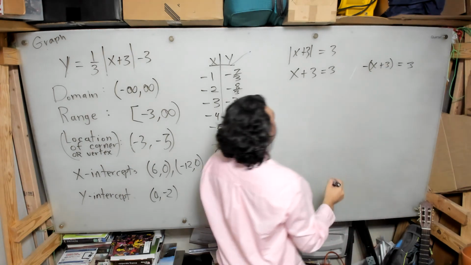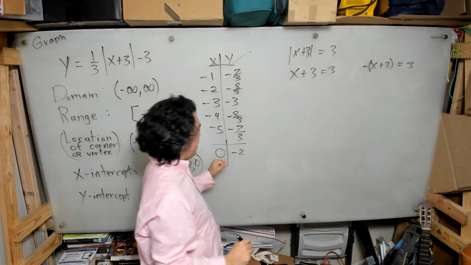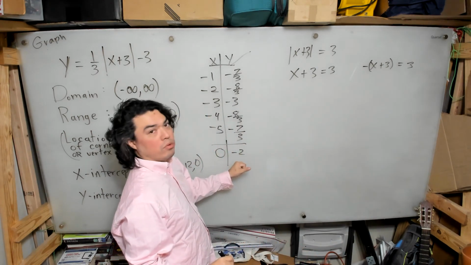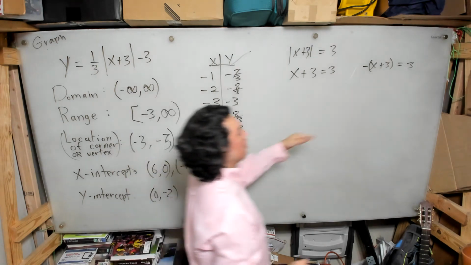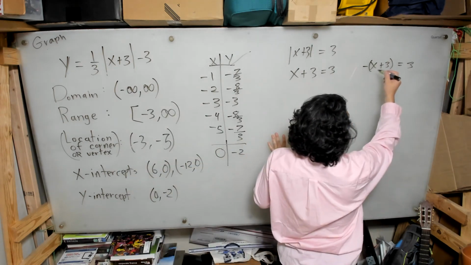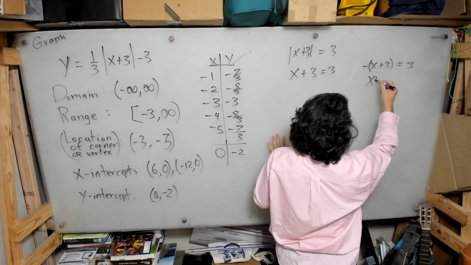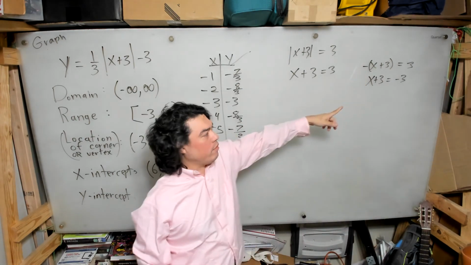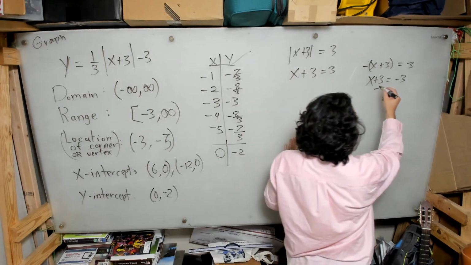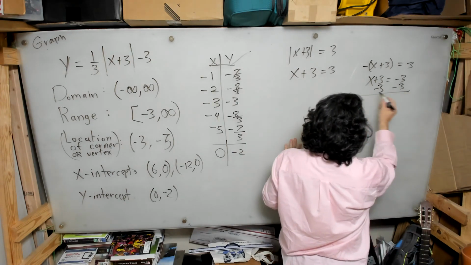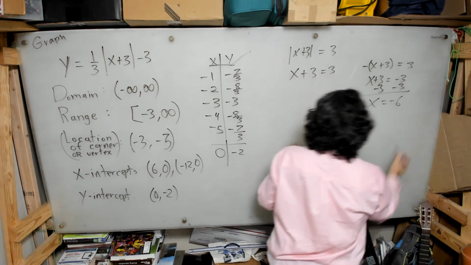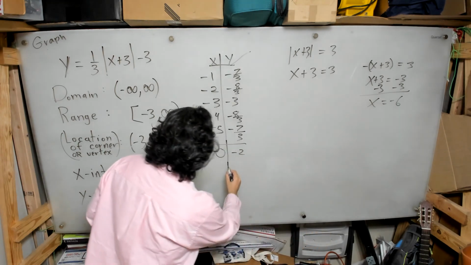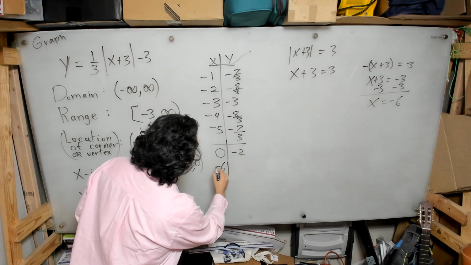Right? This one, we already solved it. That gives us the case x equals 0, y equals -2 when we plug it in, right? What about this side? Well, I can see this as x plus 3 equals -3 because I divided both sides by -1. Then if I subtract 3 here, I get x equals -6. Let me put that in here, -6.